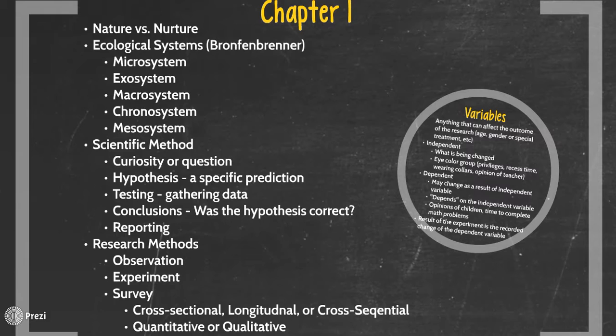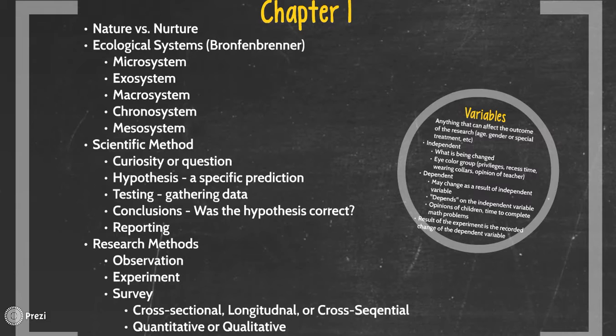So cross-sectional is just done one time. It compares two different groups of people. So say you want to study elementary school children. You want to see the differences between kindergarten and 5th grade. So in a cross-sectional design, you would take a kindergarten class and a 5th grade class, and you would just combine them and study them all at once. So it's just done one time.